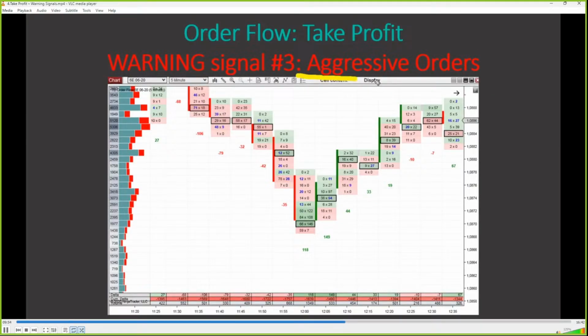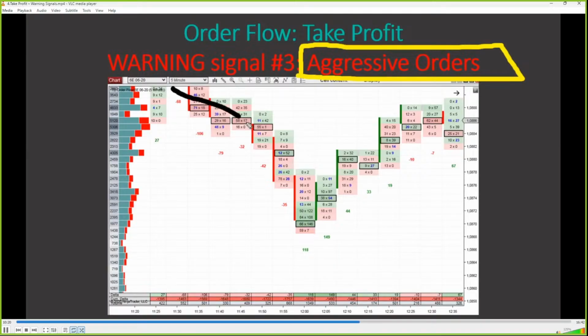This one is aggressive orders. When you see aggressive orders jumping in against you, against your position, then you want to quit your trade. It is a no-brainer when this occurs in a support or resistance zone. When you see that, when you identify that, you should immediately quit your trade and take your profit and be out of the market, all right?